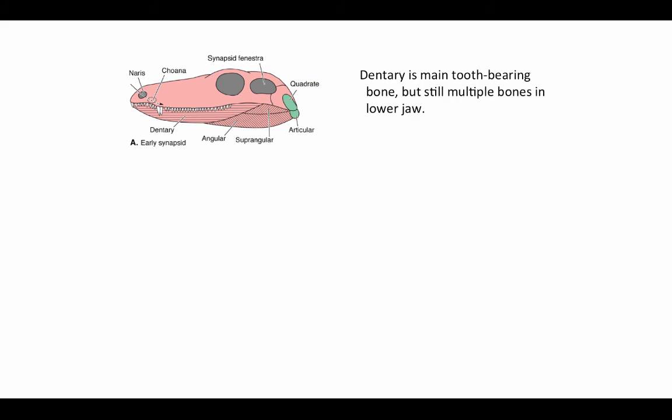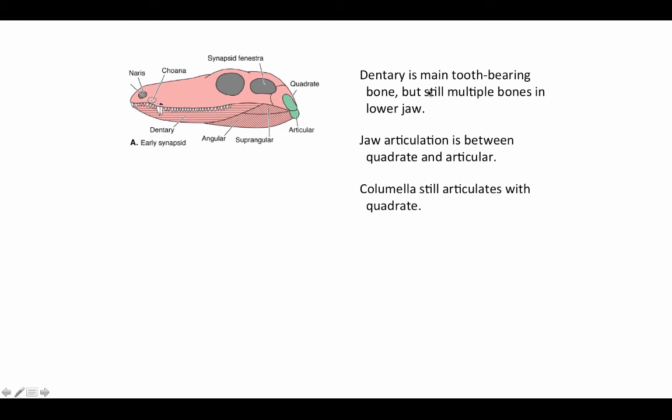So what happened to the rest of those bones? Early on in mammalian evolution, the dentary is still the main tooth-bearing bone, but we still see other bones such as the angular, superangular, and of course the articular and quadrate early in mammalian history still formed that jaw joint. So we still have this association in early mammals of the columella with the quadrate, forming that chain of bones that we saw in many of the other tetrapod species: articular, quadrate, and then columella. You can't see it in this image, but it's in there.